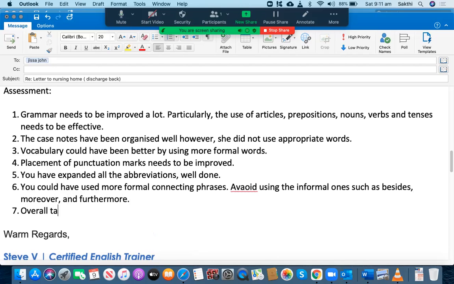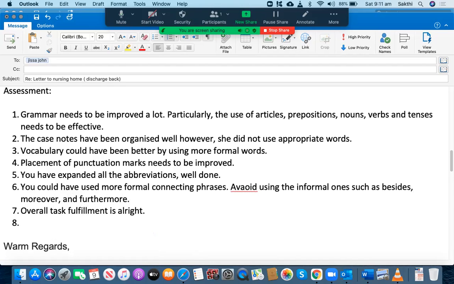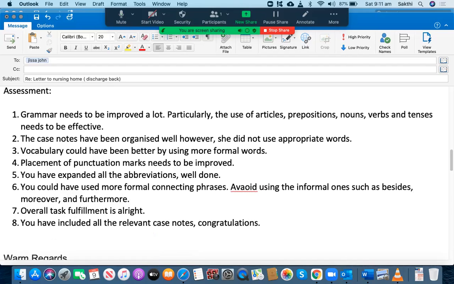Overall task fulfillment is all right. You have included all the relevant case notes, because I have already checked them out. That's a good thing. Congratulations. Okay. These are the things that we have to focus on. So these are the assessment factors as far as the letters in OET are concerned.